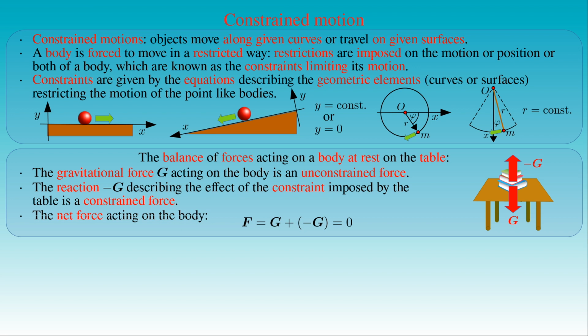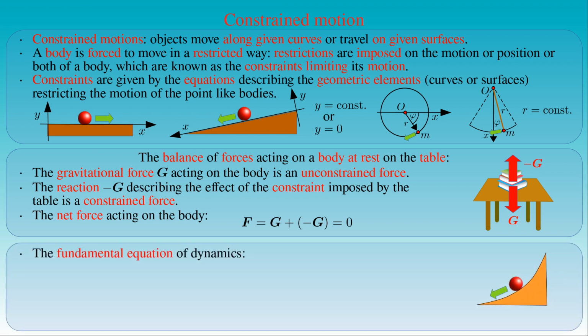We already interpreted this force balance by stating that the table prevents the body from falling down, but we can also consider the body as a point mass under the influence of the net force F, which is equal to 0. Based on this example, we can see that the fundamental equation of dynamics has the following form for the constrained motion of a point mass m.